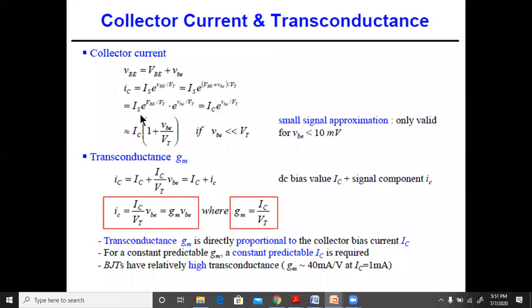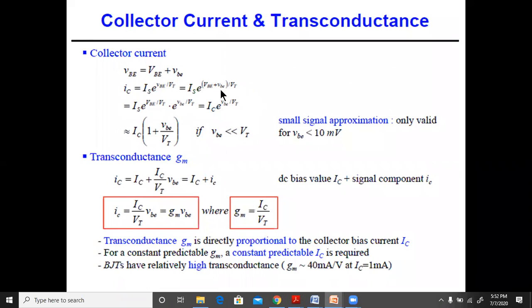So this quantity is IC, and this is what is left. Therefore, the instantaneous value of IC is equal to the DC value of IC multiplied by e to the power of the input VBE divided by VT, where VT is the thermal equivalent voltage. The standard value of this is 25 millivolts. VT is 25 millivolts.